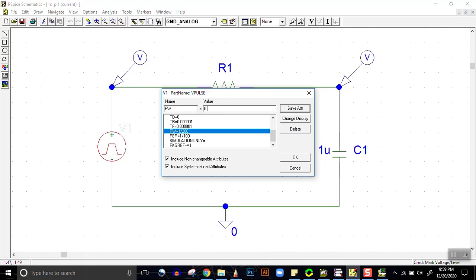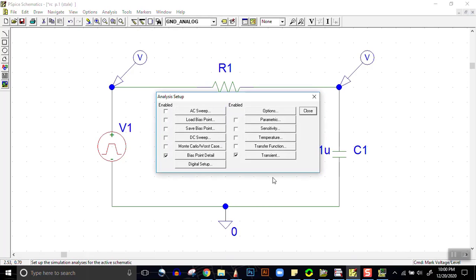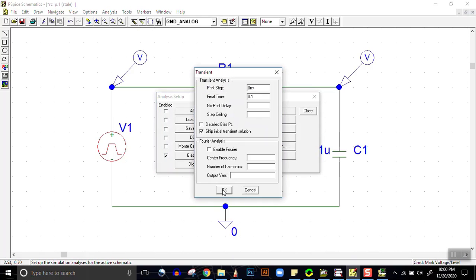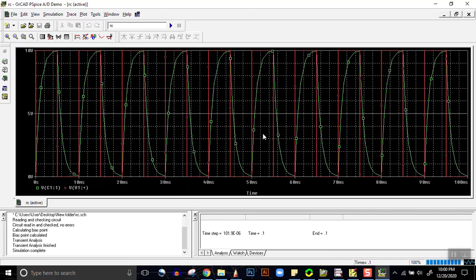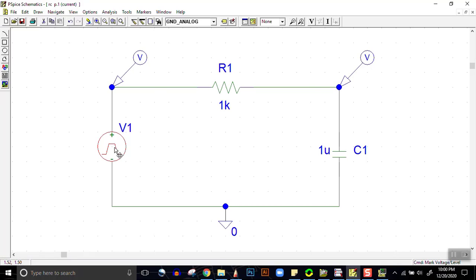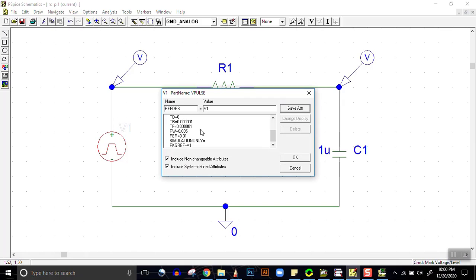This is 0.005, 0.01. Save it. Okay, sorry. Save attribute. Okay, and here 0.1. Okay, close. Okay, so just one thing, you cannot put 1 by 100, you have to put 0.01. So you have to put it in decimals. That's where I was wrong.